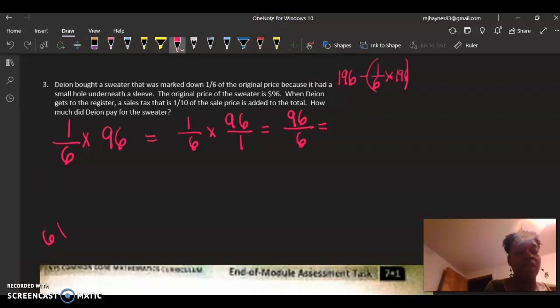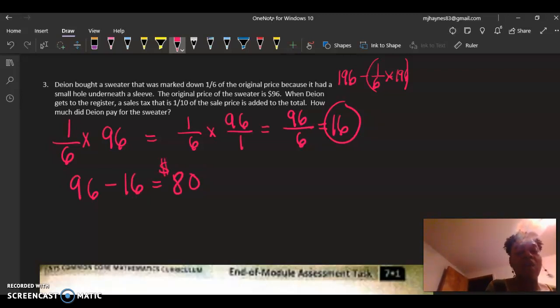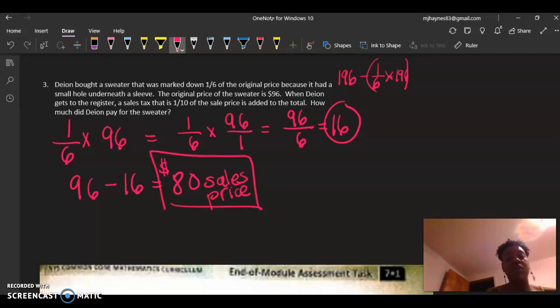And there is going to be 3 left over, so that's going to be 6. All right, so 96 divided by 6, that's going to be 16. So remember, this is the discount. So I've got to take my original price, subtract the discount, and I get $80. Right now, this is the sales price after you take off that 1/6, but this is not it.